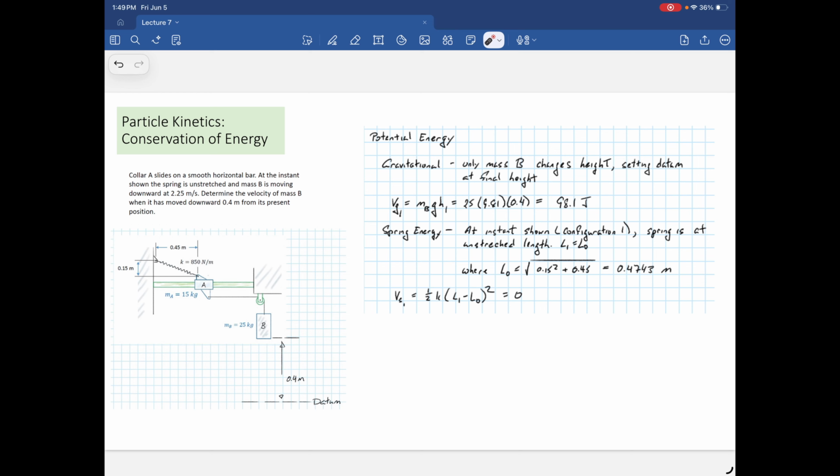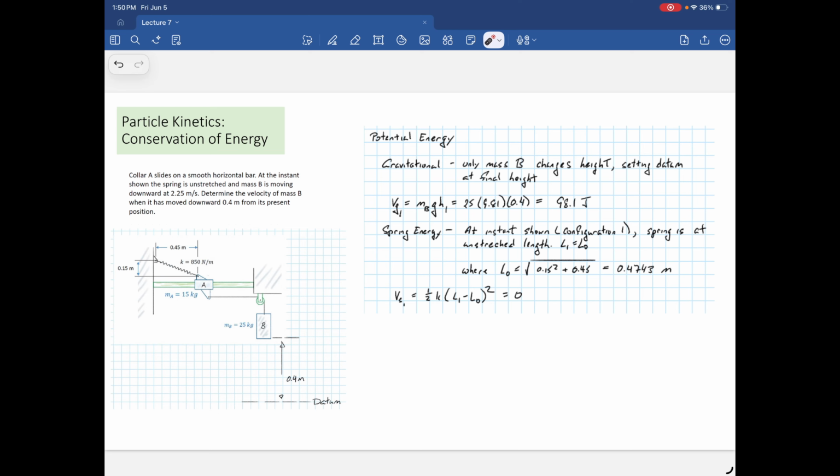At the instant shown, which we'll call configuration 1, the spring is at its unstretched length, so we'll call that L1 equal to L0. The unstretched length of the spring, using Pythagorean's theorem, is the square root of 0.15 squared plus 0.45 squared, so a total length of 0.4743 meters. But since they're equal to each other, the spring potential energy is 0.